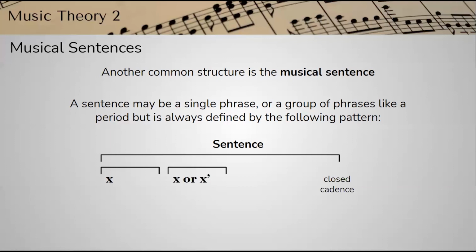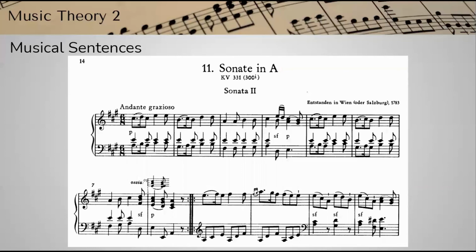Okay, so this is different than a period because it's not strictly a collection of phrases, but it does have this specific structure. So let's look at an example of this. So this is a Mozart piano sonata. I'll attempt to play this. It's very slow. We're just going to look at the first few bars here. So give this a listen and we'll try to figure out what the sentence structure is here.